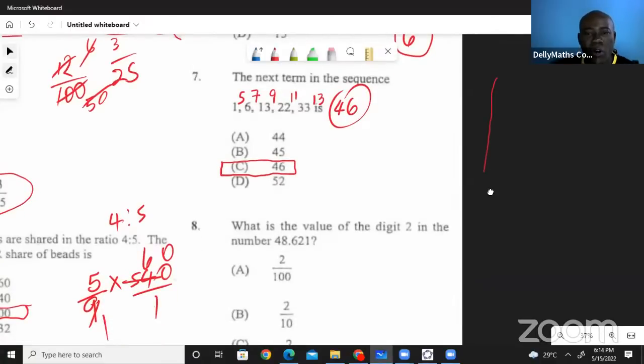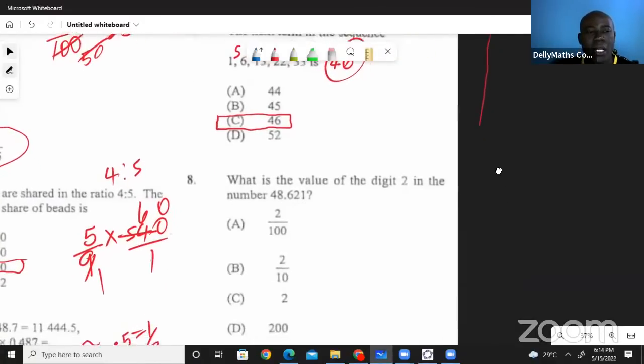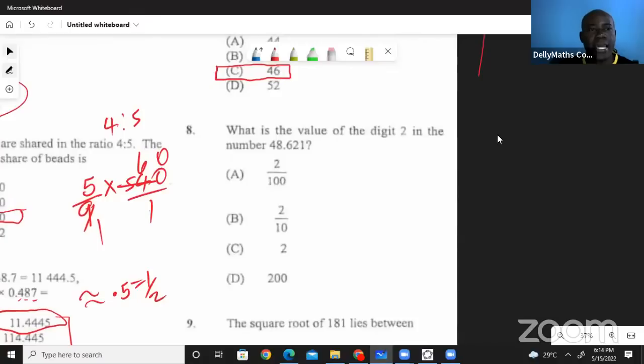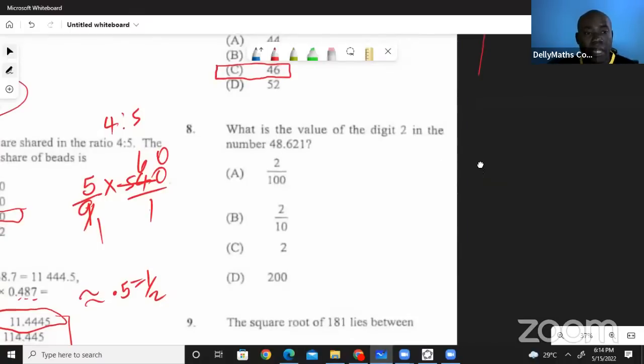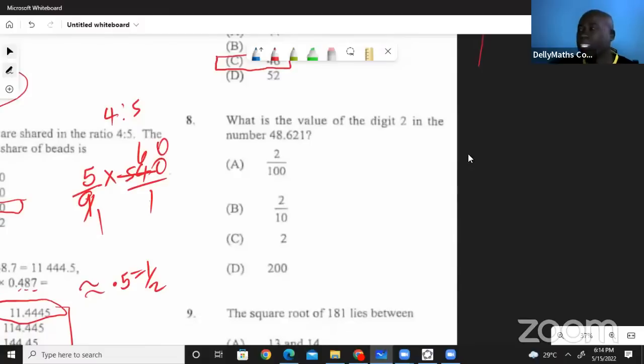All right, so let's look at question 8. Question 8. What is the value of the digit 2 in the number 48.621?